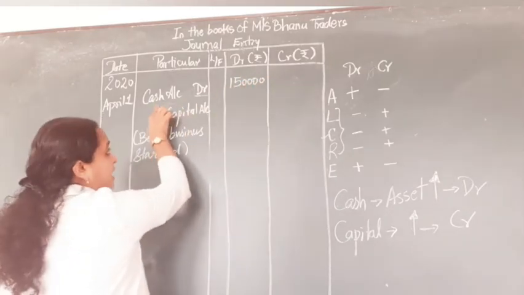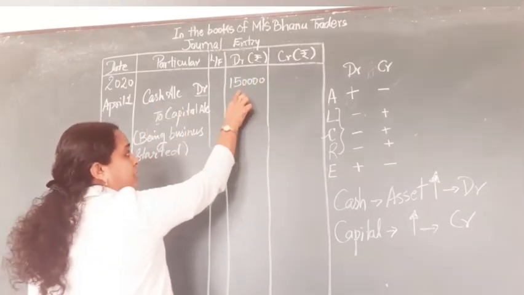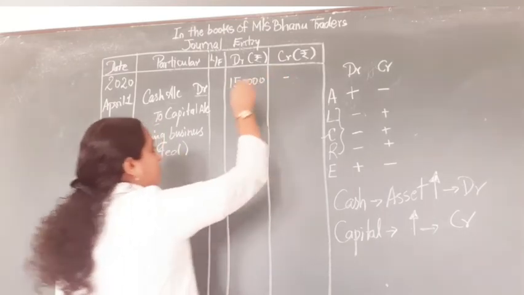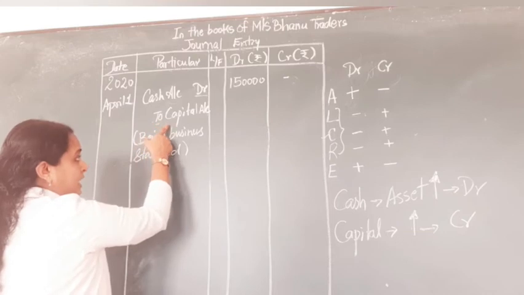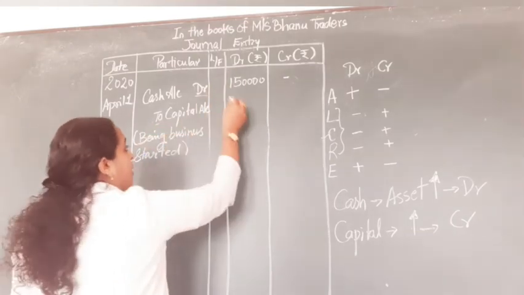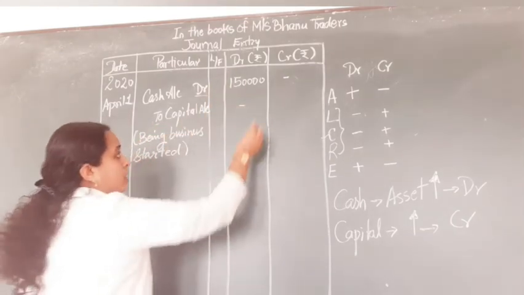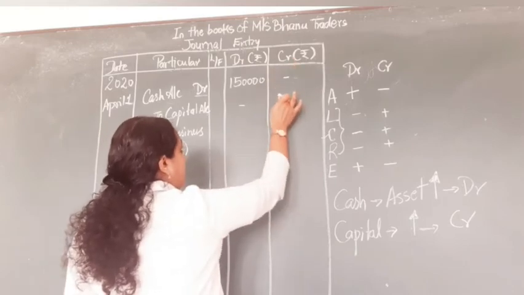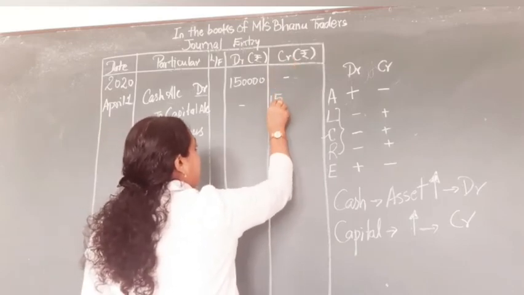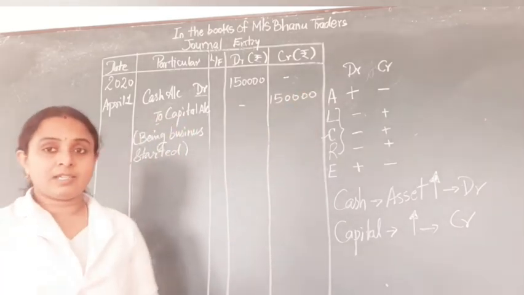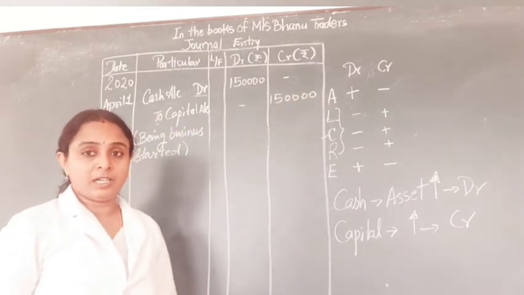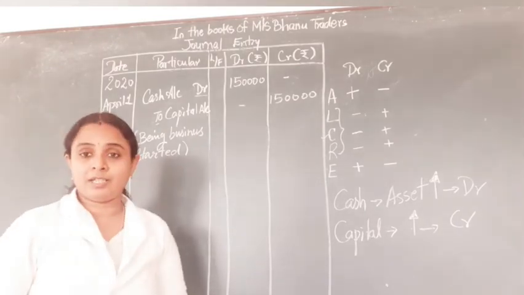So in front of cash, you have to write 1,50,000. So on the credit side, you can put a dash. And when you write the amount in front of credit, that is to capital. For debit, there is no amount, but below this credit, you have to write 1,50,000. Okay? So our first transaction is completed. You have journalized the first transaction.